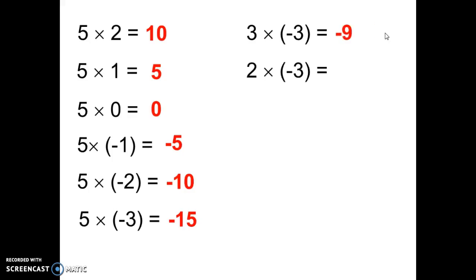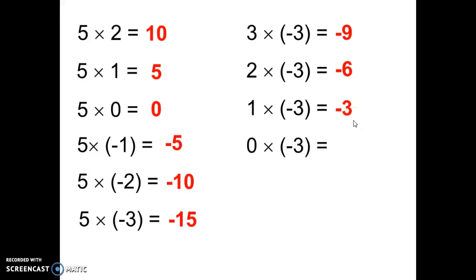So if I'm going down by 1 here, let's have a look what happens. 2 times 3 is 6. Positive times a negative is a negative, so negative 6. So what has happened here, from negative 9 to negative 6, we've actually gone up by 3. So if I have 1 times negative 3, 1 times 3 is 3. Positive times a negative is a negative, so it's negative 3. Again, from minus 6 to minus 3, we're going up by 3. Well, we know 0 times anything is 0. And you can see, again, we've gone up by 3.